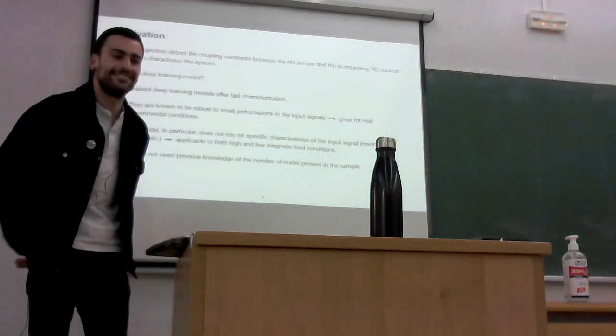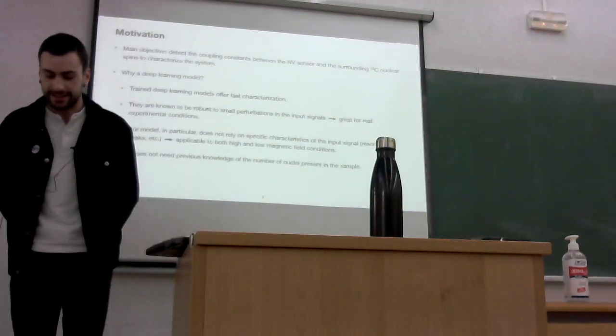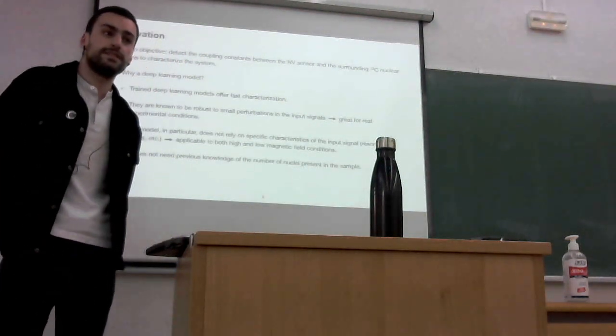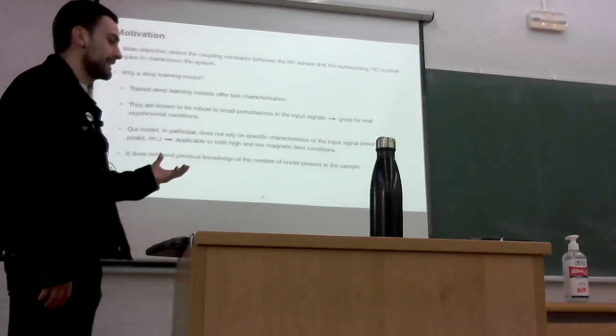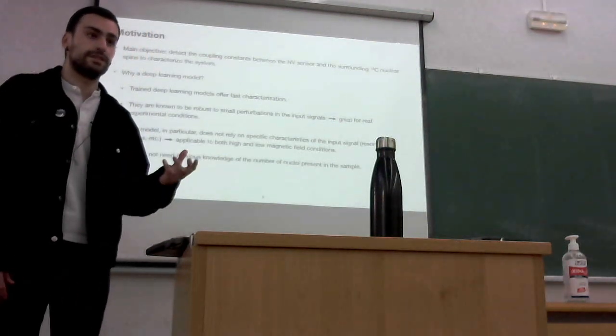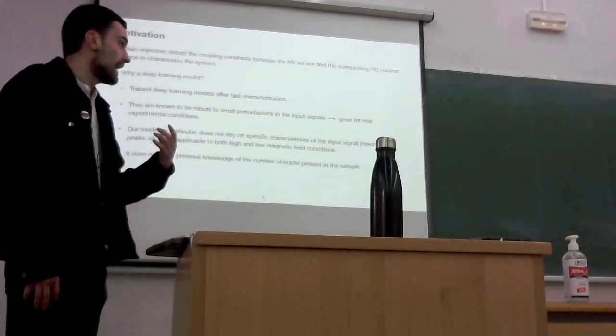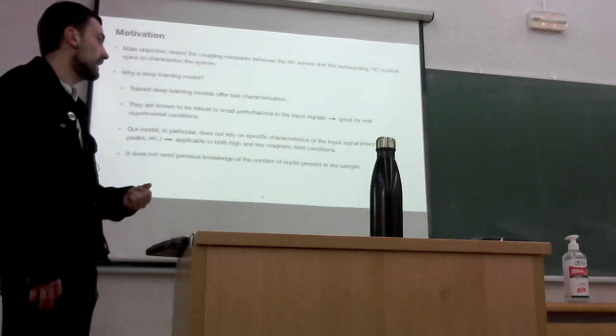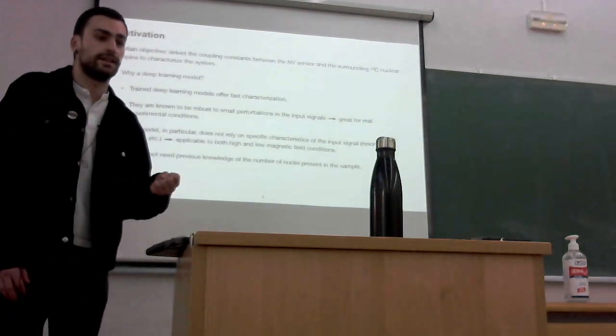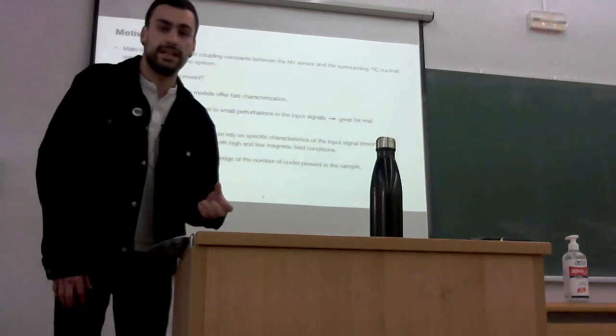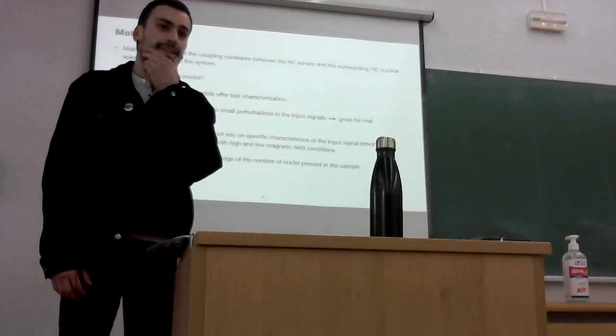And well, what is the main objective of this work? It was to detect the nuclear spins, the coupling constants between the nuclear spins surrounding the NV center and the sensor. And these spins are from carbon-13 nuclei that are in the diamond lattice naturally.